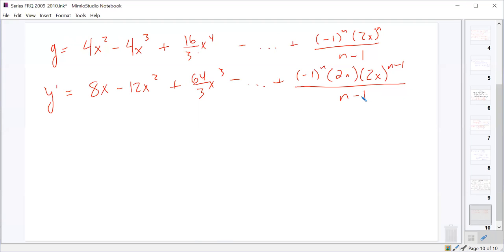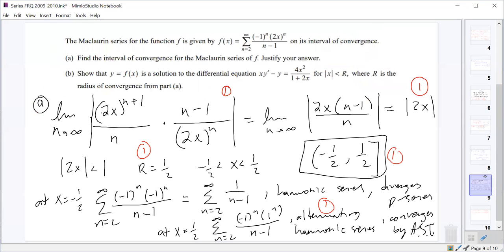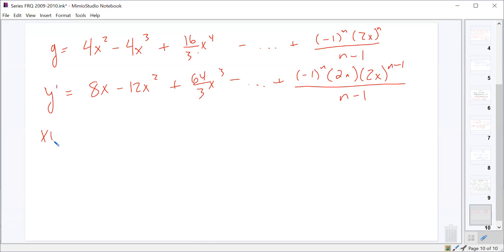Okay, and what do we need to multiply that by? If we look back here, x, right? We've got to multiply by x and then subtract y. So what does xy prime equal? Well, that should be 8x squared minus 12x cubed plus 64x to the 4th over 3, and so on. And if I put in an extra x in here and multiply all this by x, what does that give us?